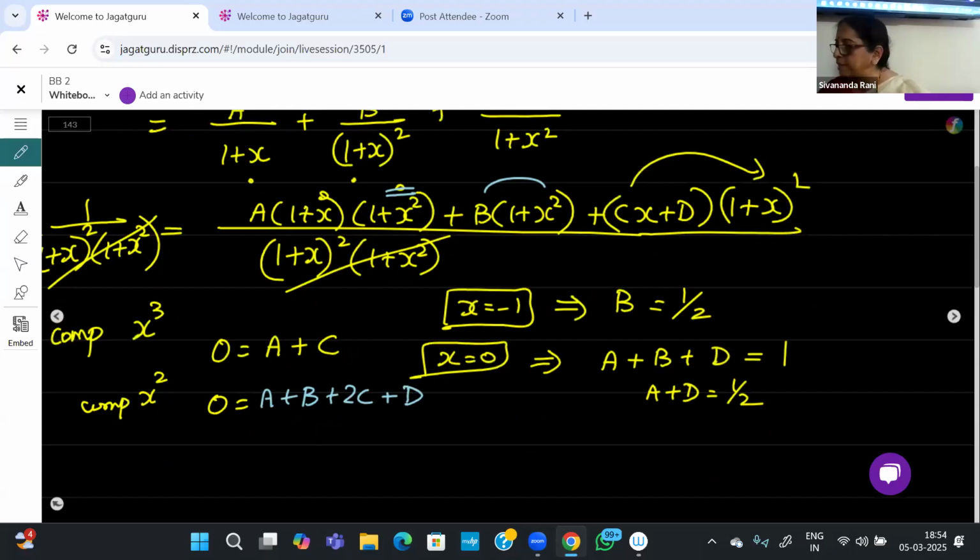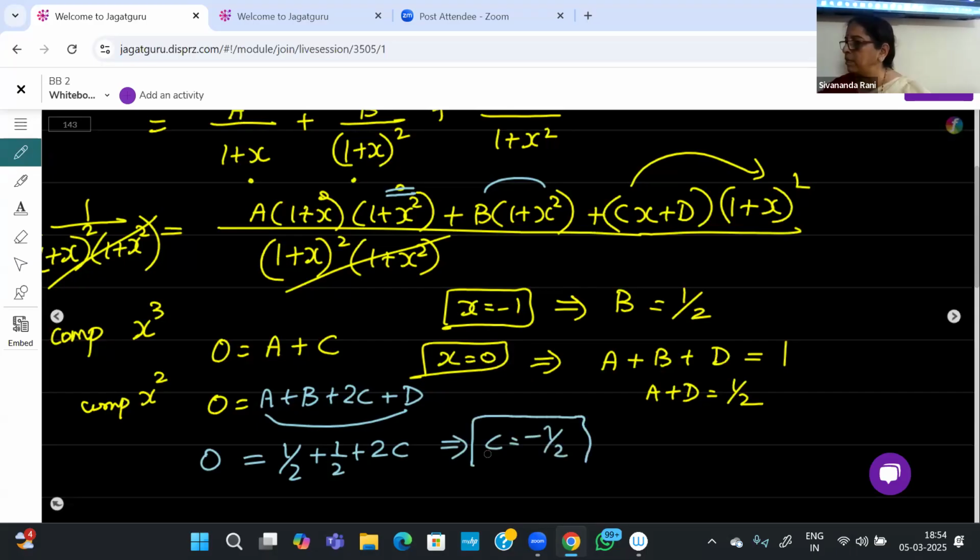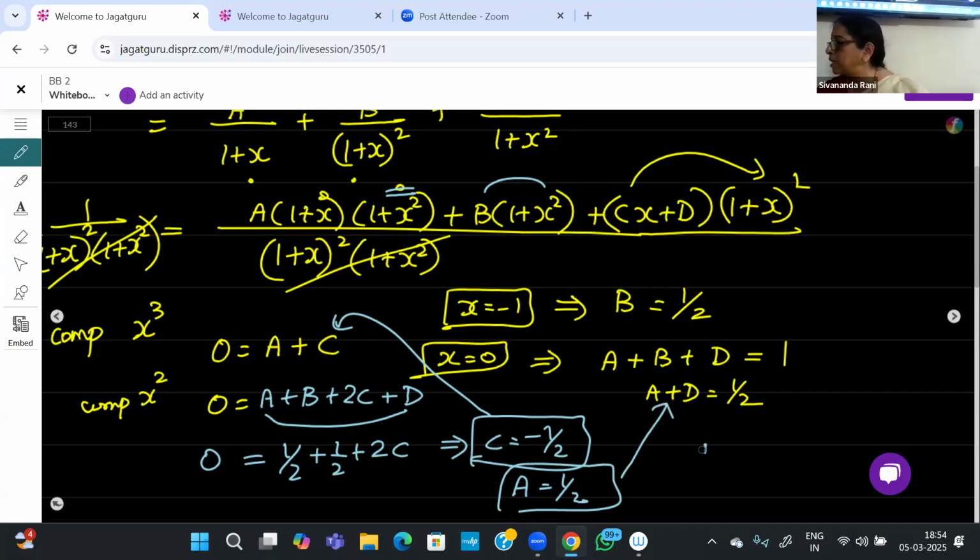But A plus D we fixed already, remember? A plus D was half and B was half. So that fixes C immediately. So that fixes A immediately. And that fixes D immediately. How many of you got these values? Some of you would have already solved, I'm sure. Very good. See how fast some of you are. Very good, Jessica.